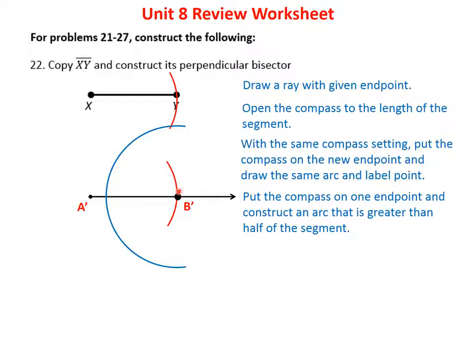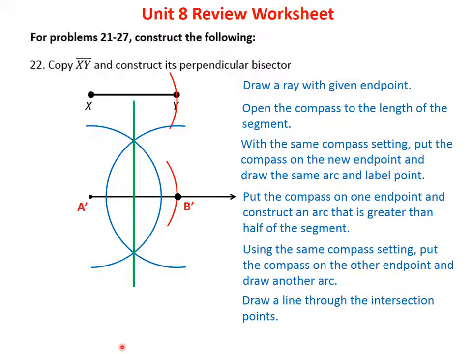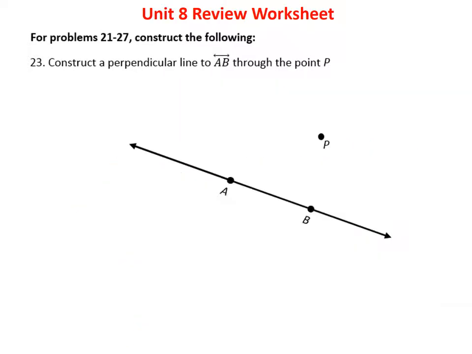Okay? And then without changing the setting, I'm going to move my compass over to A and then draw the exact same arc going the other way, like this. Okay? And now you notice that they intersect at the top and the bottom. If you take your ruler and draw a straight line from that intersection to that intersection, that is your perpendicular bisector, and that is your problem 22.